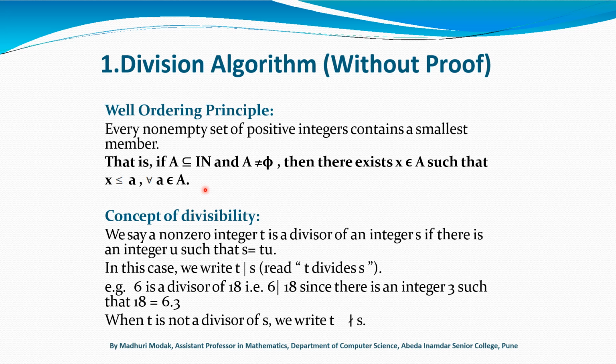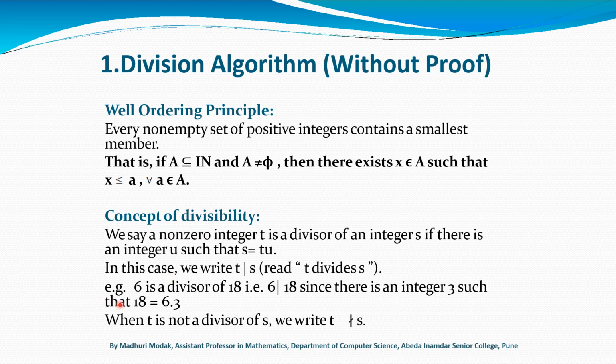Now, the next is the concept of divisibility. See the definition. A non-zero integer t is a divisor of an integer s if there is an integer u such that s equals tu. See, always remember we can divide any integer by only a non-zero integer. So, a non-zero integer t is a divisor of an integer s if we are getting some integer u such that s equals tu. And in this case, this is the notation to write t divides s.